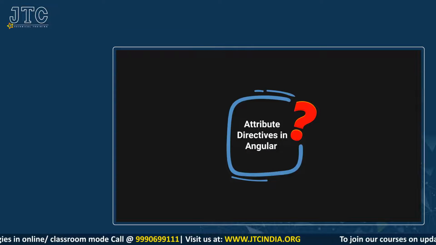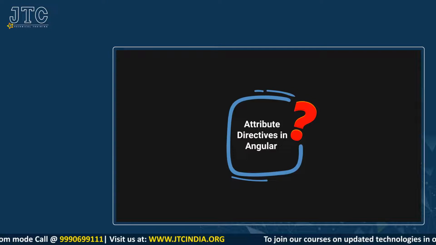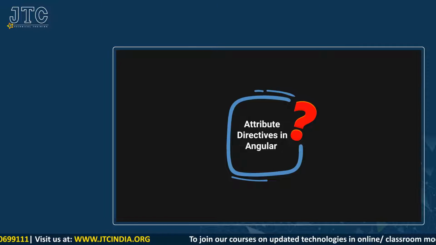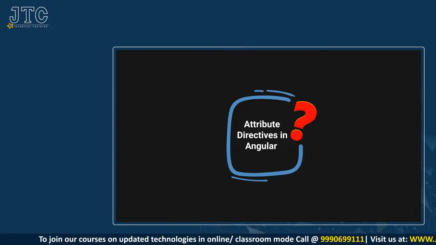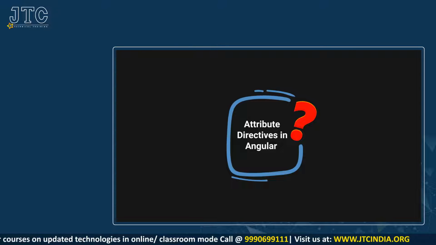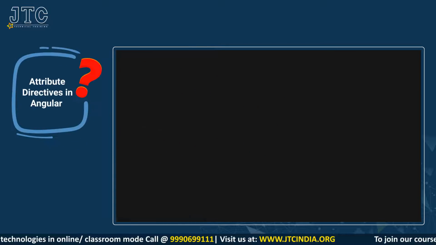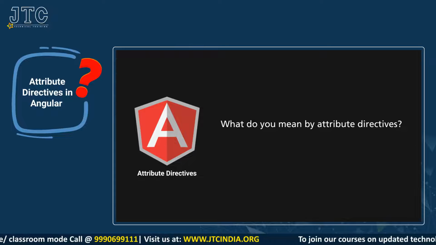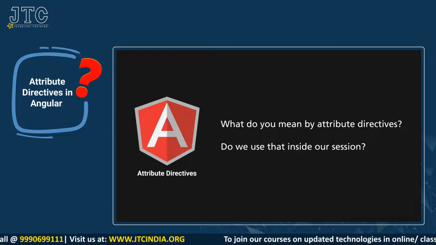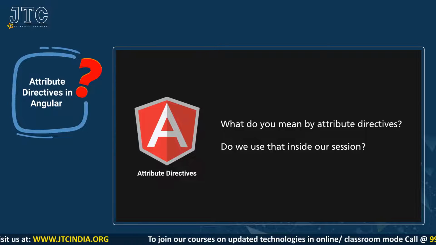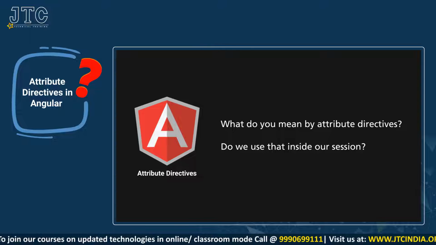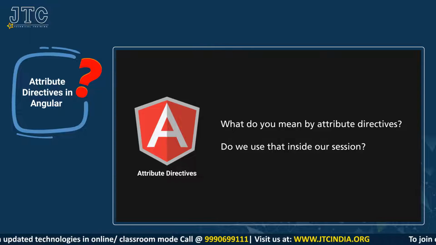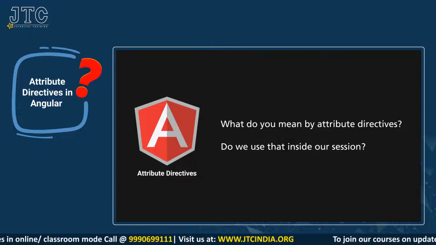So next could be, what are attribute directives and how can we use them, or what is their usage? So what are attribute directives in Angular? What do you mean by attribute directives? Did we use that inside our session? Any thought process regarding attribute directives? So attribute directives are some attributes, just like the class, the ID, the style.